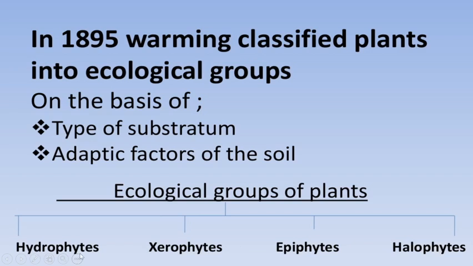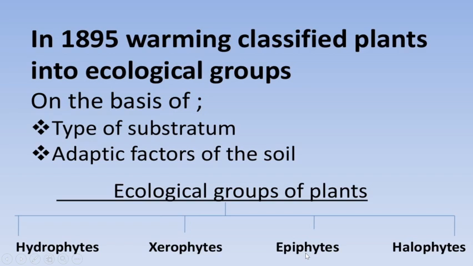Hydros means water, phyton means the plant. The plants which grow in abundance of water are called hydrophytes. Xeros means desert. Where rainfall is very less, in that condition the plants grow and show some adaptations. They are called xerophytes. Commonly they grow in scarcity of water.